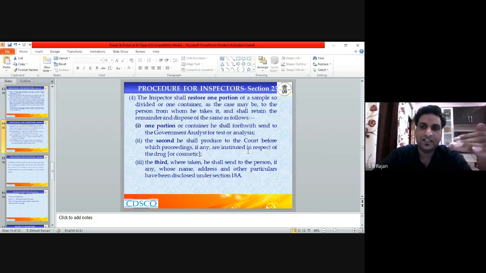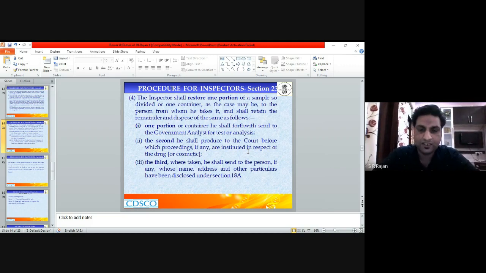Like if he takes the sample from the retailer, 1 portion will be restored to the retailer, and 1 portion he will send to the government analyst for the test and analysis. And the third portion he will retain with himself, to be produced in the court of law during the proceedings, if it is declared as not of standard quality.